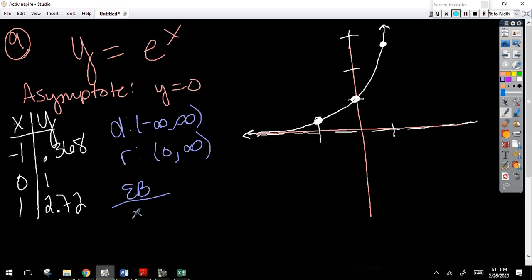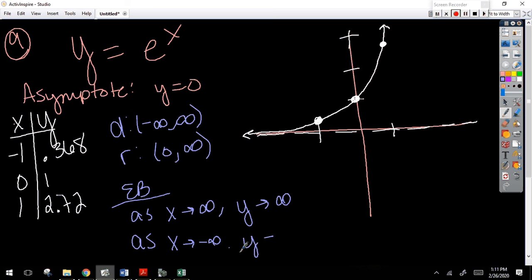End behavior? The right side, you're right, Jenna, goes to infinity, and you're right, Alex, the left side goes to actually 0. Because that's that asymptote there. It doesn't touch it, but it approaches it. And that's what that arrow tells us is approaches.